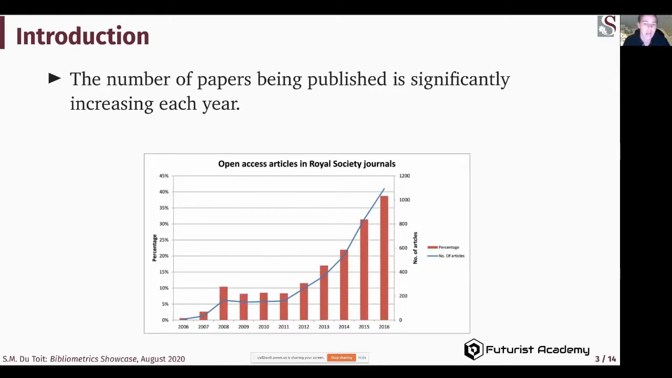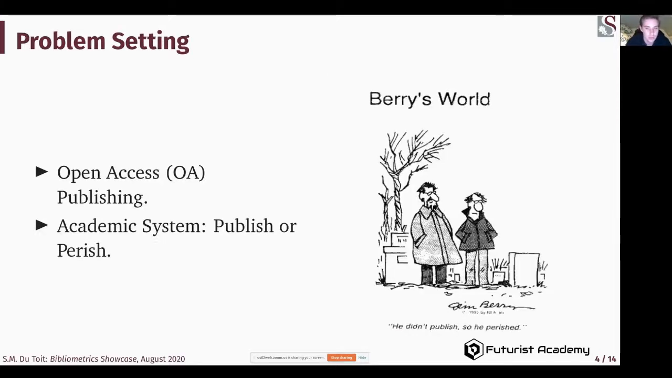And my project actually extends to the notion in general that the number of papers being published every year is significantly increasing. Just as an example, I posted an open access articles graph showing that the number of papers has been increasing between 2006 and 2016. You can just see a rapid increase. And just why is this? Why do we have such a rapid increase in just the sheer number of publications?